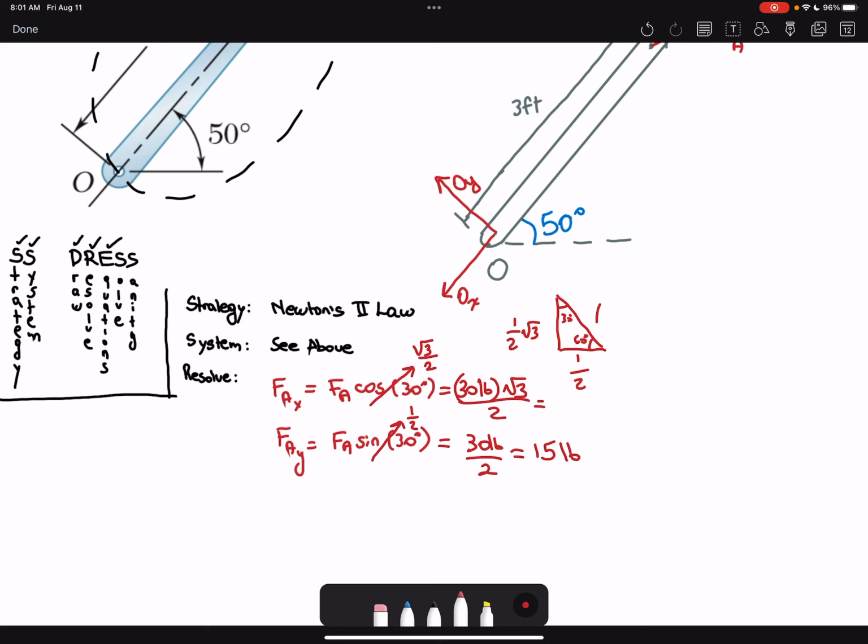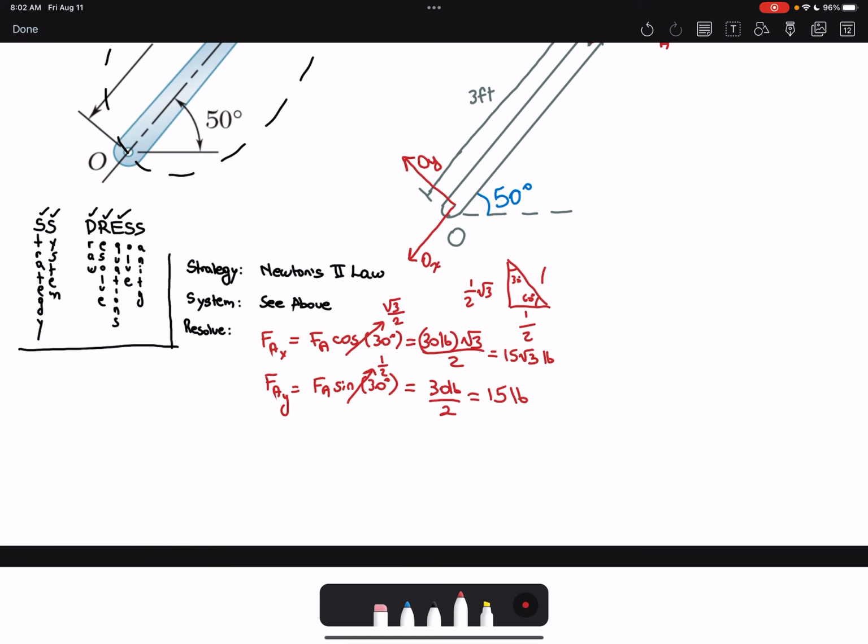It's going to be 30 times the square root of 3, all of it, divided by 2. So that's 15 square root of 3, or about, I'll leave it as 15 square root of 3. And remember that it's pounds.